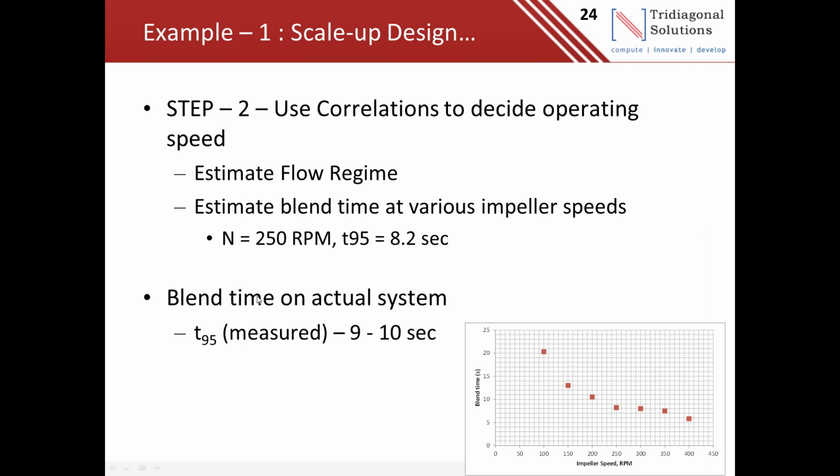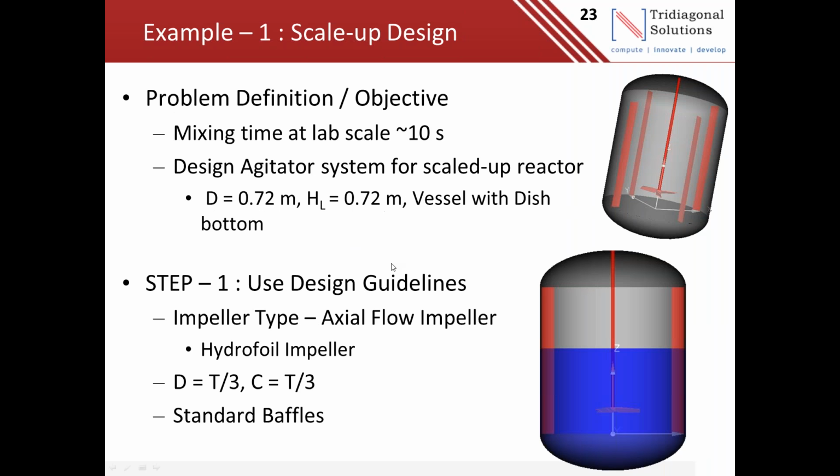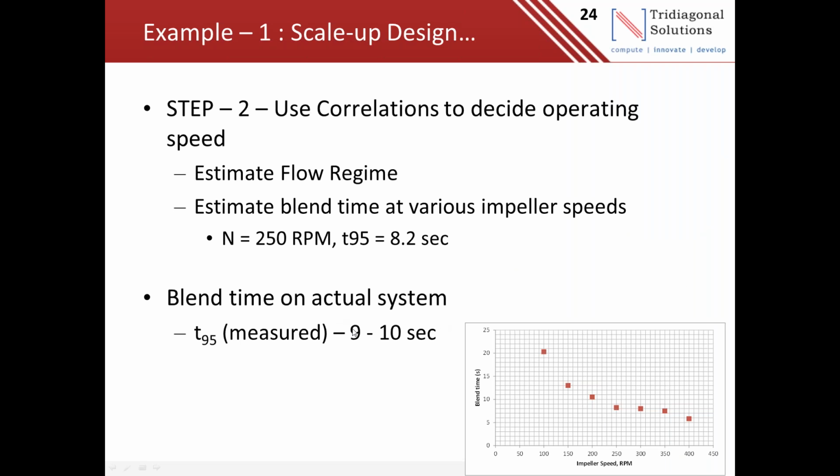Now we use correlations and estimate the mixing blend time, which comes out to be 8.2 seconds for this specific condition. We also measured this with the actual system, and the correlation-based predictions for such a standard system match very well with the measured blend time, which is about 9 to 10 seconds. We can use this correlation to estimate blend time at various impeller speeds, and then optimize which impeller speed to use to match the required blend time of, let's say, 8 to 10 seconds. So what I'm trying to highlight is that for a standard system, you can confidently and very safely use correlations to get an estimation of your mixing parameters.